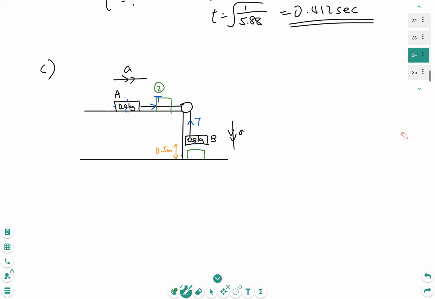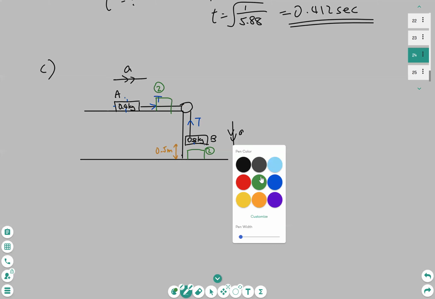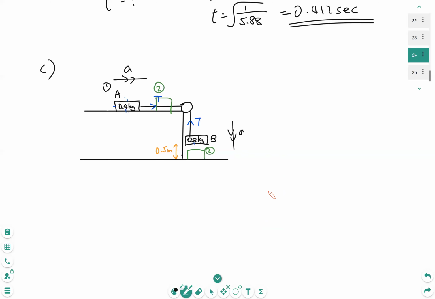I'm going to call this motion 2. Actually, we'll start with motion 1. That was the original, so motion 1 means the starting position. And then at step 2, B hits the ground.